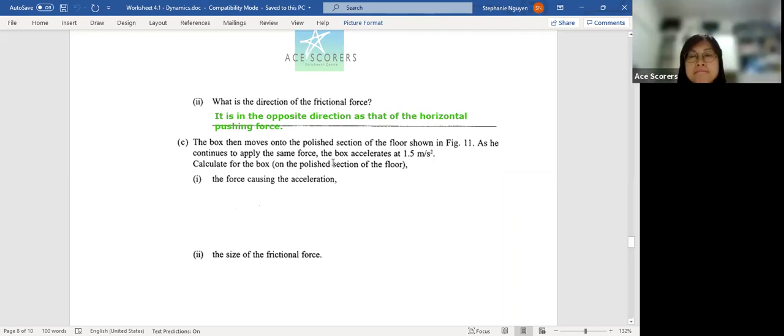All right, so for part C, now the box is then moved onto the polished section of the floor. So he continues to apply the same force, and the box accelerates at 1.5 meter per second squared. So you can calculate for the box the force causing the acceleration. So what is that force?